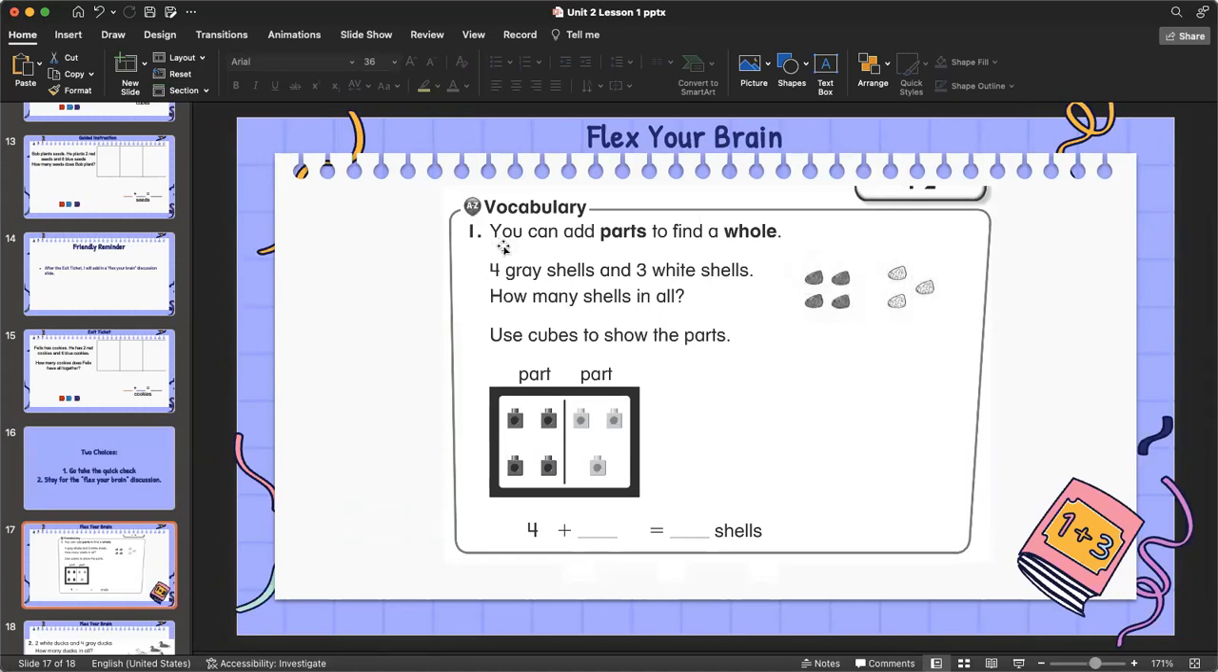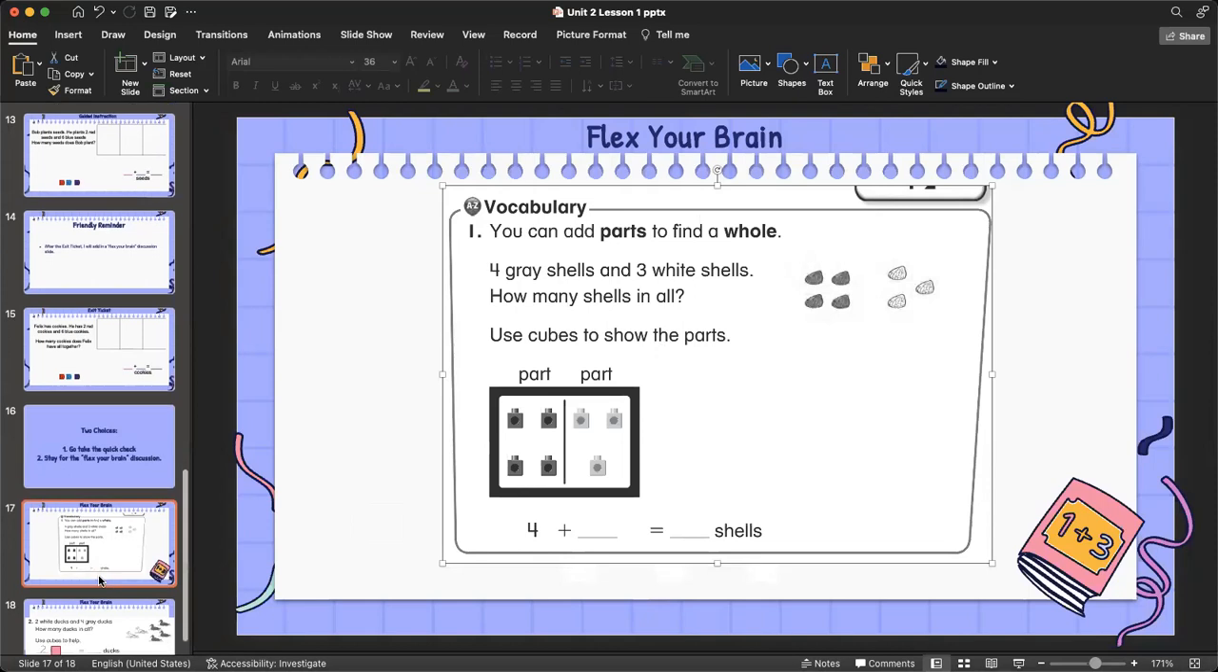We're going to read through this together. You can add parts to find a whole. 4 gray shells and 3 white shells. How many shells in all? Again, we're looking at the key words here when we're reading the word problem. So again, you're using those cubes to show the parts. You're using those visual aids, you're using the manipulatives to be able to showcase what that looks like. You can pause it here and talk it out with your learning coach.